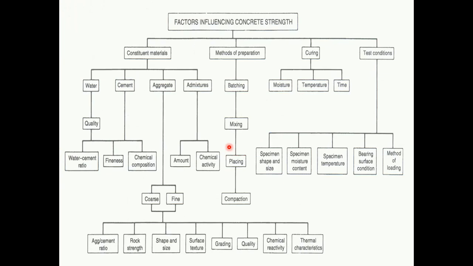Okay, so what are the factors influencing concrete strength? Mainly the factor is due to constituent materials, which are water, cement, aggregate and admixture. It will affect the strength of the concrete, and also the method of preparation, where we prepare the concrete from batching, mixing, placing, and also the compaction of the concrete, and also the curing process, which is how much water we put, the temperature, and also the time for the curing, and also the test condition. The specimen that we use for testing also influences the strength of the concrete that we get.